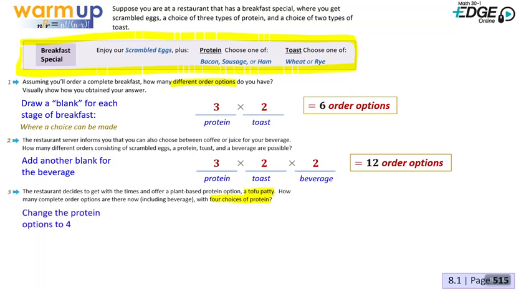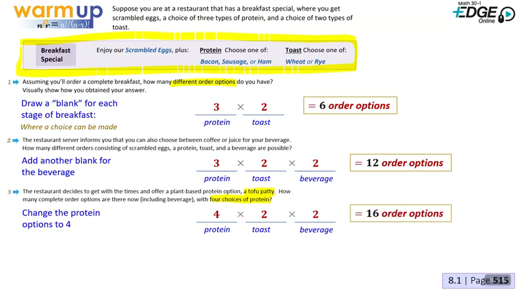So that's not going to change the number of decisions we have. We still have the protein and the toast, and we'll keep the beverage. But what it does is it changes the options for protein from being a 3 to being a 4. And so 4 times 2 times 2, we now have 16 different order options. This kind of process of listing the different decisions and the number of options for each decision is a representation of the fundamental counting principle, which we're going to use in many of the examples to follow.